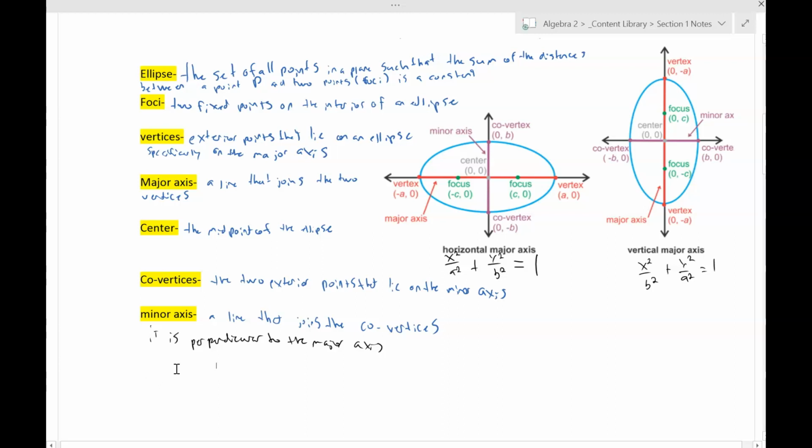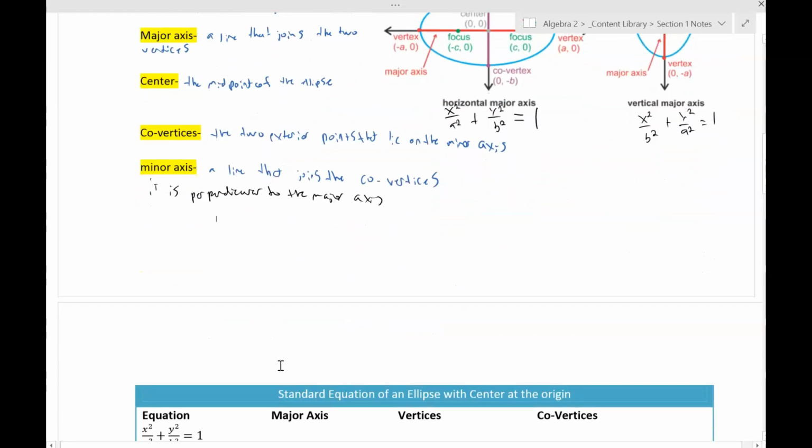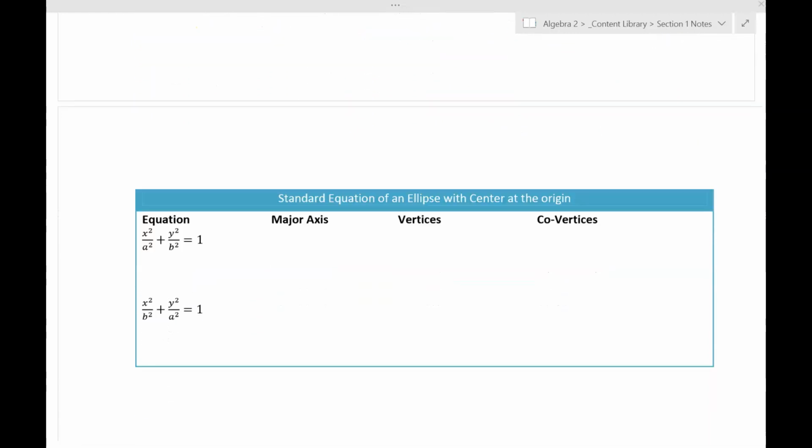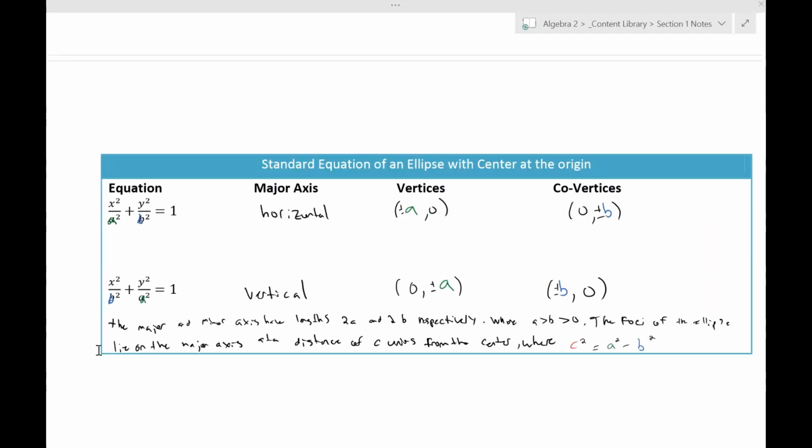Okay, so there are a lot of definitions here, and it seems kind of overwhelming. So let's just move to the standard equations. I'm going to write these down for the sake of saving time in this video, and then resume. So here we have a couple things written down. I'm going to read through these.